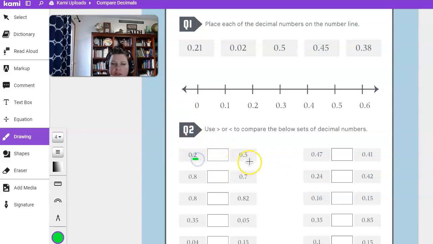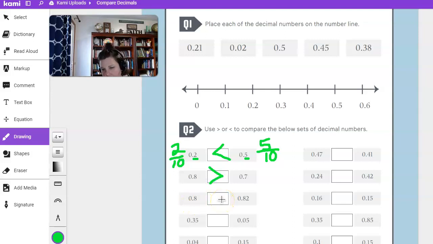This 2 is like 2 dimes. This 5 is like 5 dimes. A 2 in the tenths place is 2/10. A 5 in the tenths place is 5/10. I'd rather have 5 dimes than 2 dimes. 8/10, 7/10.